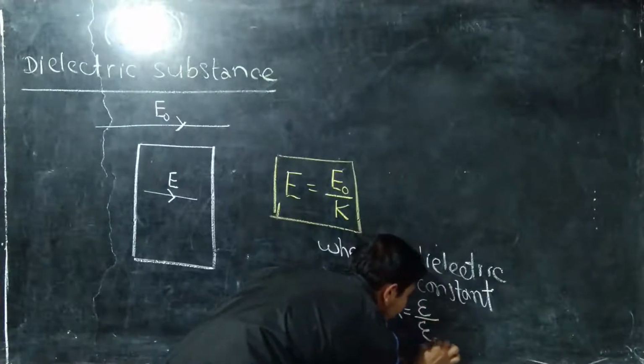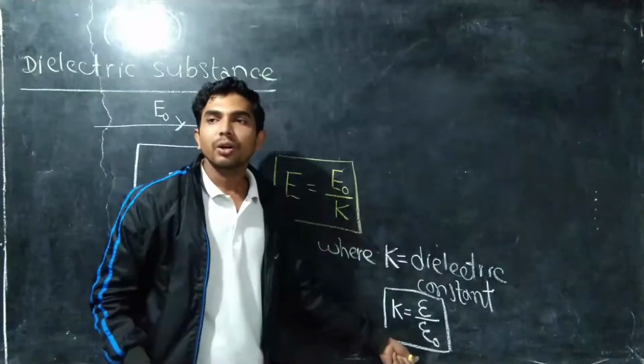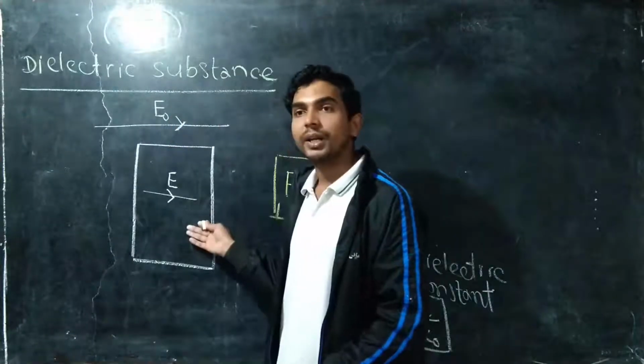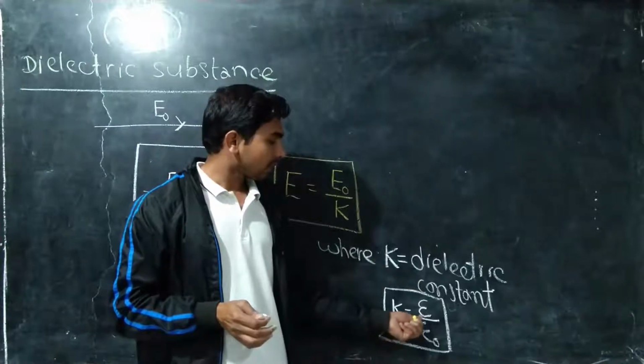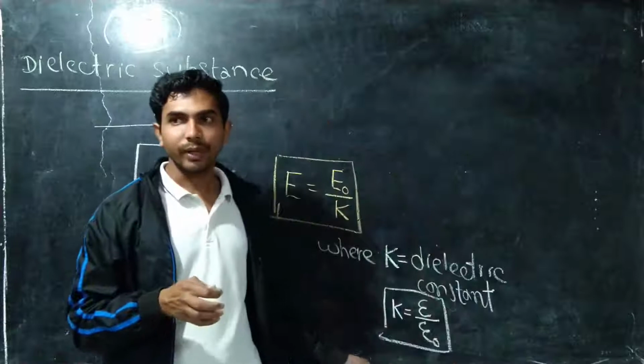of epsilon by epsilon naught. Now you know epsilon naught is the permittivity of free space, and epsilon is the permittivity of this material. So also try to remember this relation: K is basically the ratio of the permittivity of this substance to the permittivity of free space.